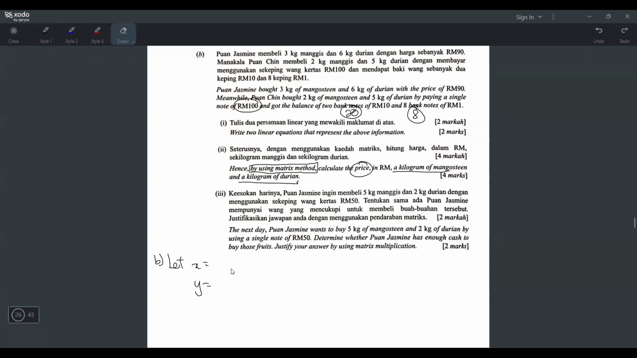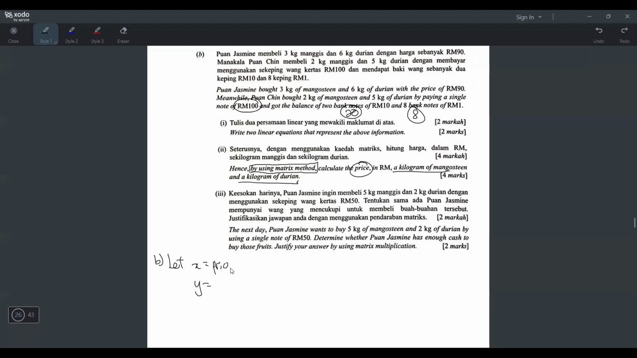Saya tak mau tengok other student just write x equals mangosteen, y equals durian. Tak mau, tak bagus kalau macam tu. You have to be more specific. Is it the price or the mass? Tulis be specific lah. So write specific, don't just write mangosteen.